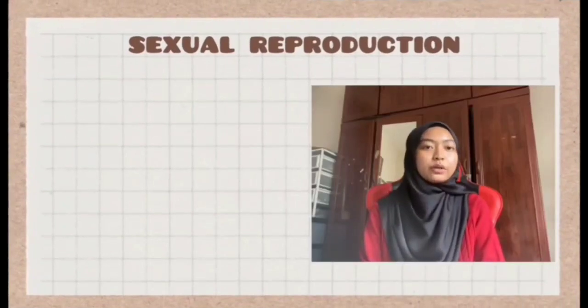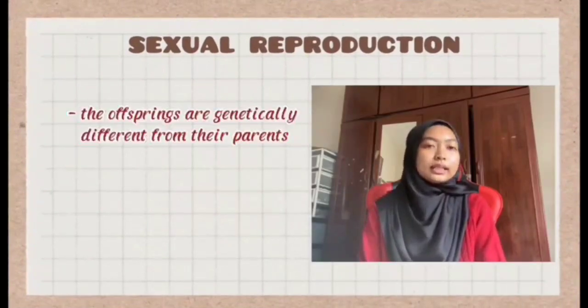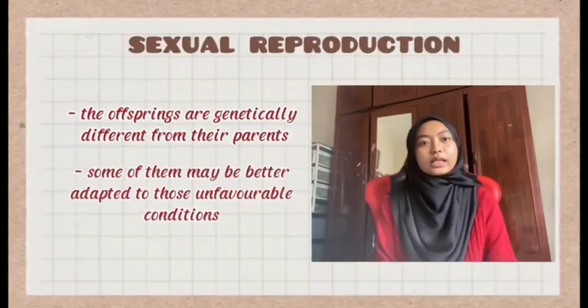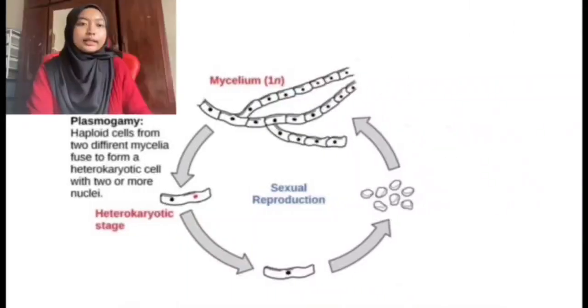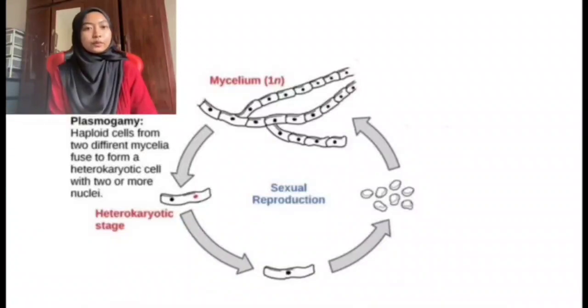For sexual reproduction, the offspring are genetically different from their parents. Some of them may be better adapted to those unfavorable conditions and grow better than their parents. There are two genetically different haploid mycelia. The two different mycelia fuse to form heterokaryotic cells with two or more nuclei, and this step is called plasmogamy.